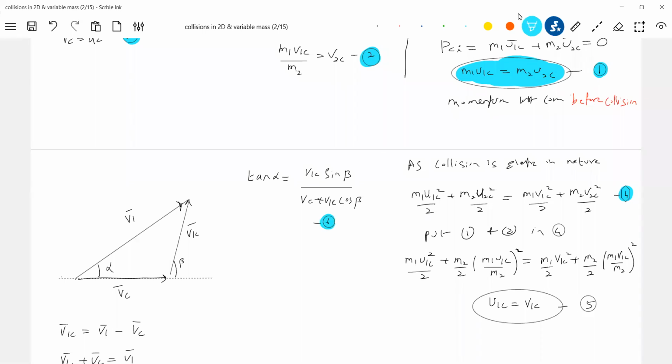Such a lengthy problem can be asked in advance because I'm explaining in detail. You can solve it in half an hour, or in exams around 6 minutes, you can solve it. Now, let me substitute 5 in 6. Tan alpha, U1C, sin beta VC plus V1C.